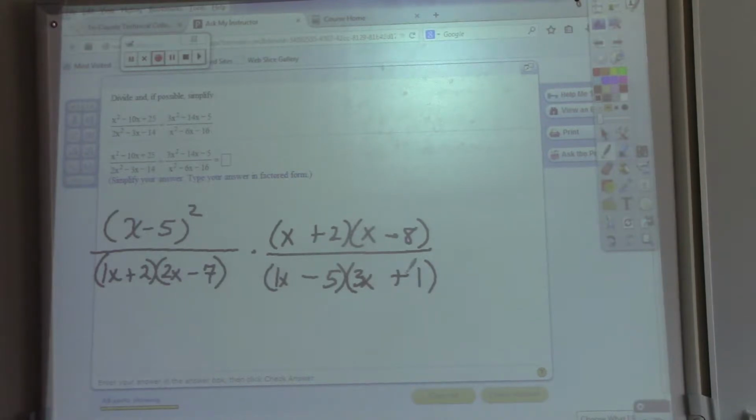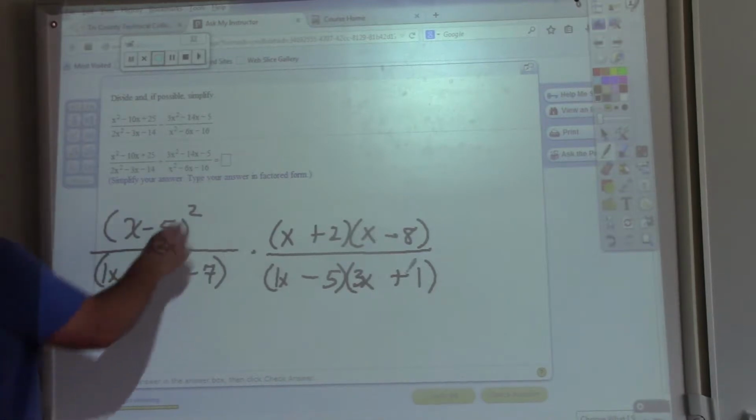Hopefully by the time you get through with this chapter, your reverse FOIL has gotten faster and your shortcuts have gotten faster. If you try to go through chapter 5 and 6 and not learn shortcuts, instead of making 100, you're probably going to make a 50, 60, or 70-ish. You've got to know the shortcuts.